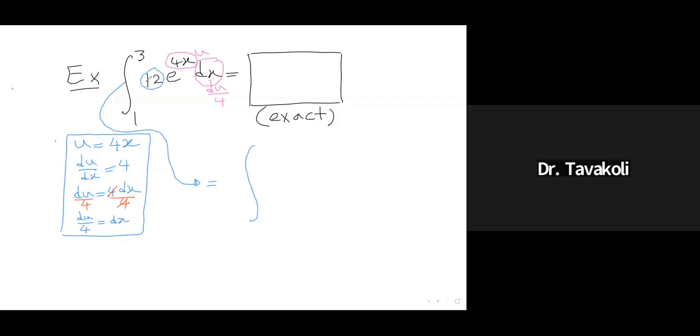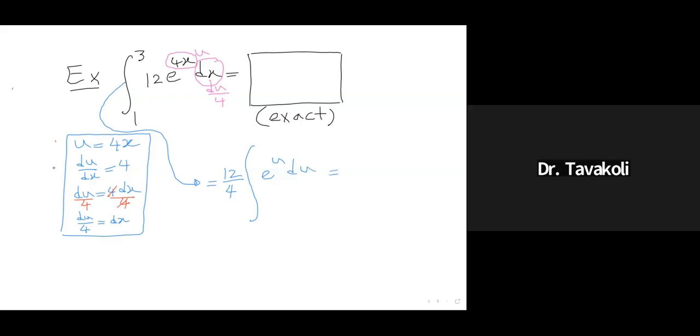Twelve is a constant multiplied by the rest of the function, so it comes out. The 1/4, or this 4 in the denominator, also comes out. So 12 over 4: 12 on the top, 4 at the bottom. And then the rest of the function, we have e to the power of u du.